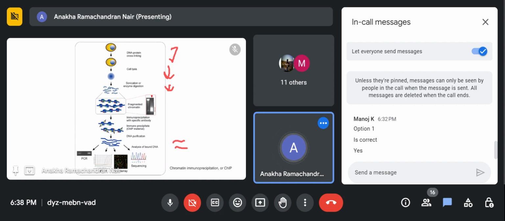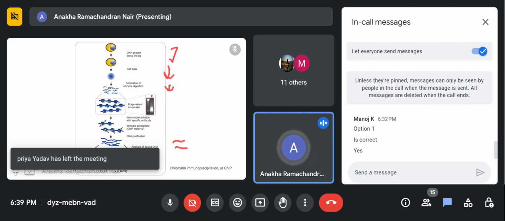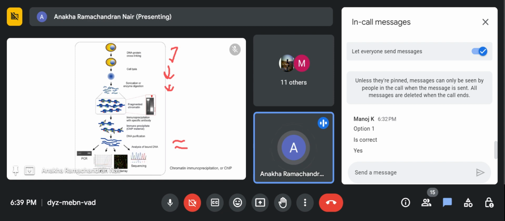So this will help you figure out what portions of the genome are interacting with the protein. In this case, it is histone, you're seeing which part of the DNA is tightly bound to the histone and which is free. Whichever is tightly bound to the histone is not being expressed currently, because it is heterochromatin, right? And whatever is free of the histone is euchromatin, and that is currently being expressed.